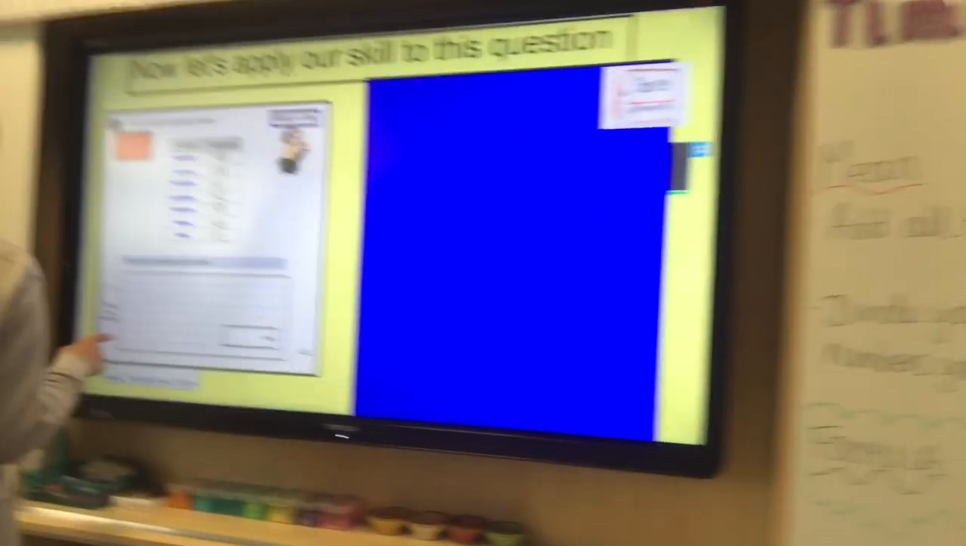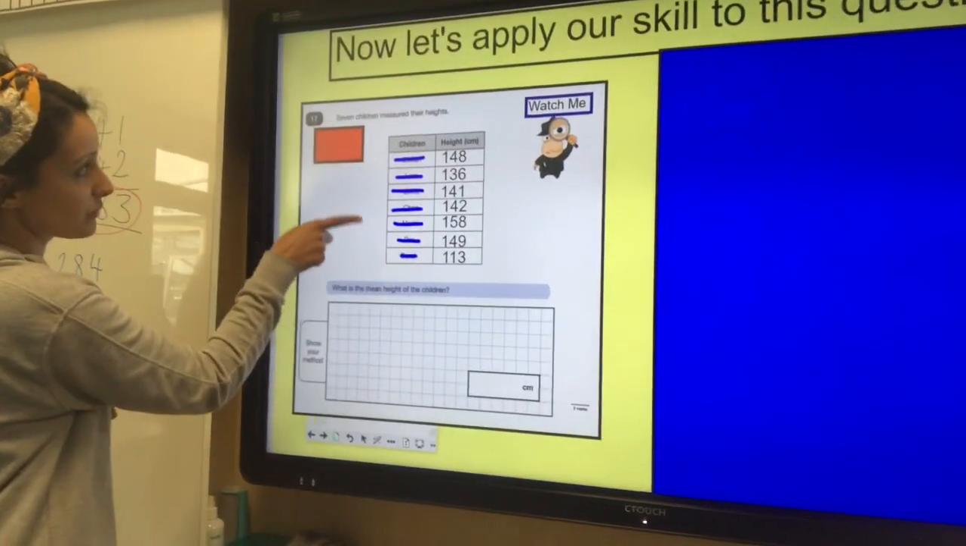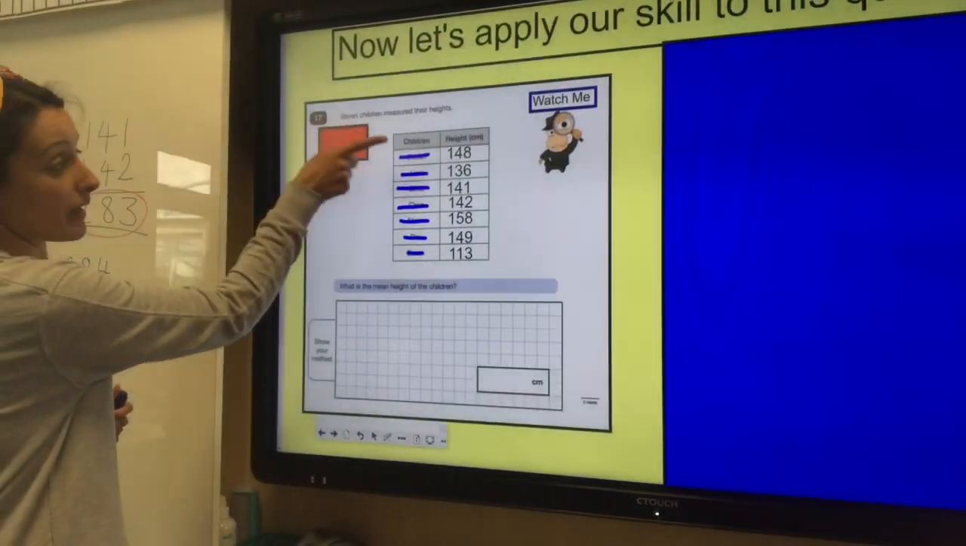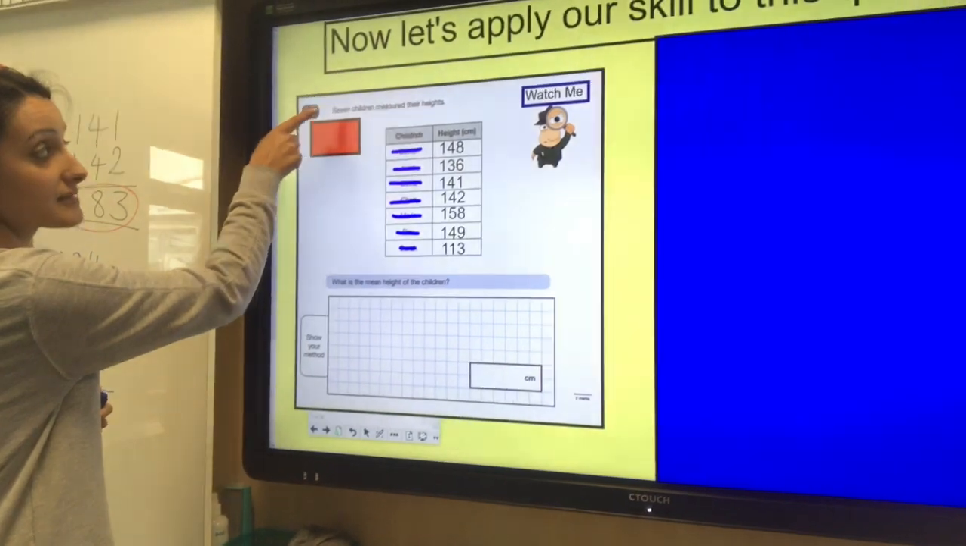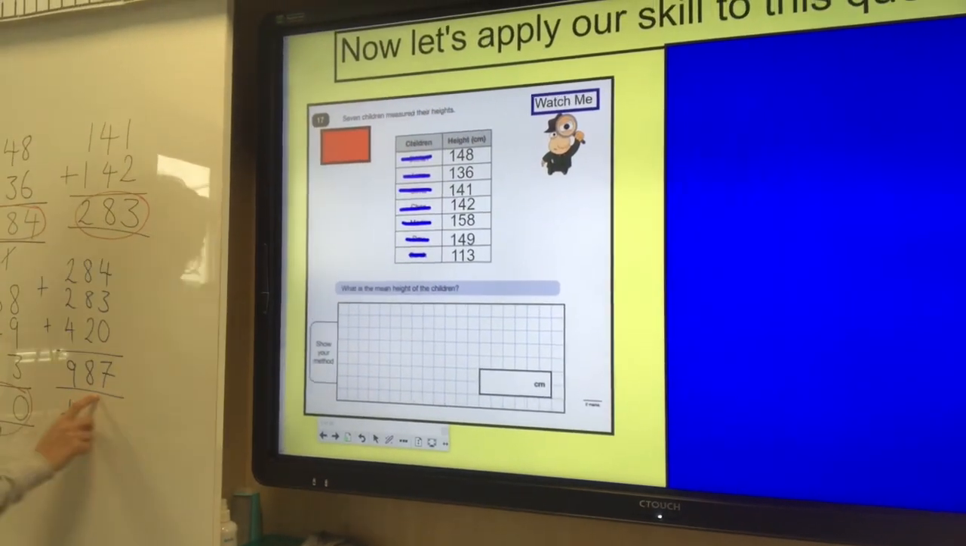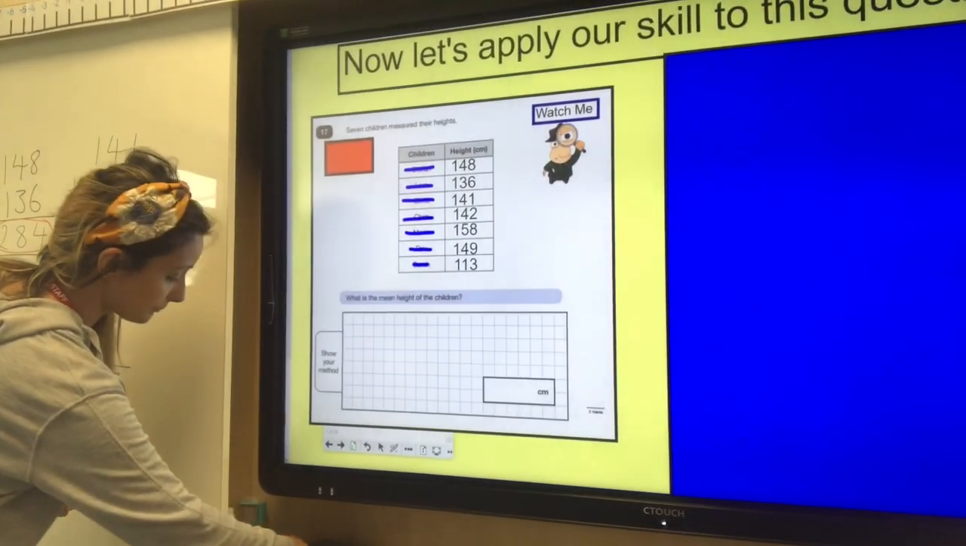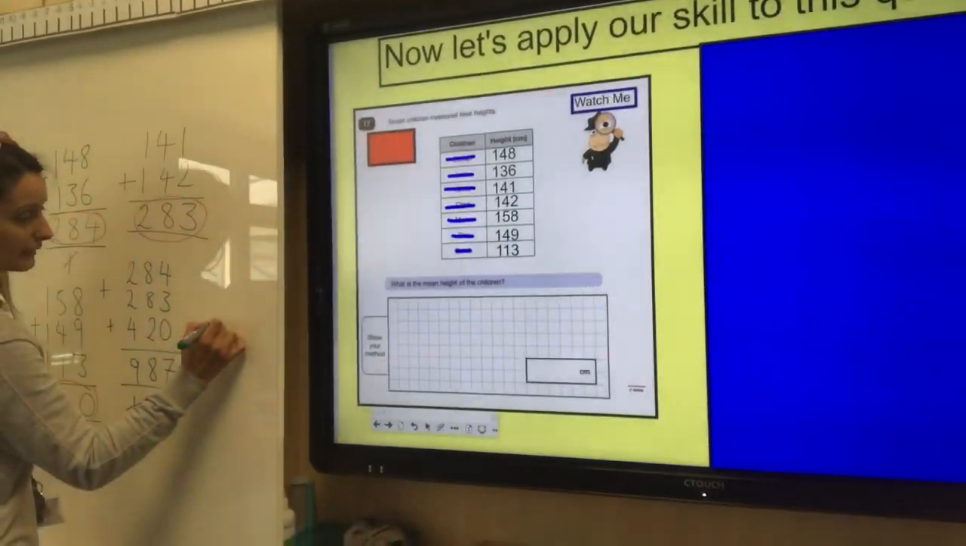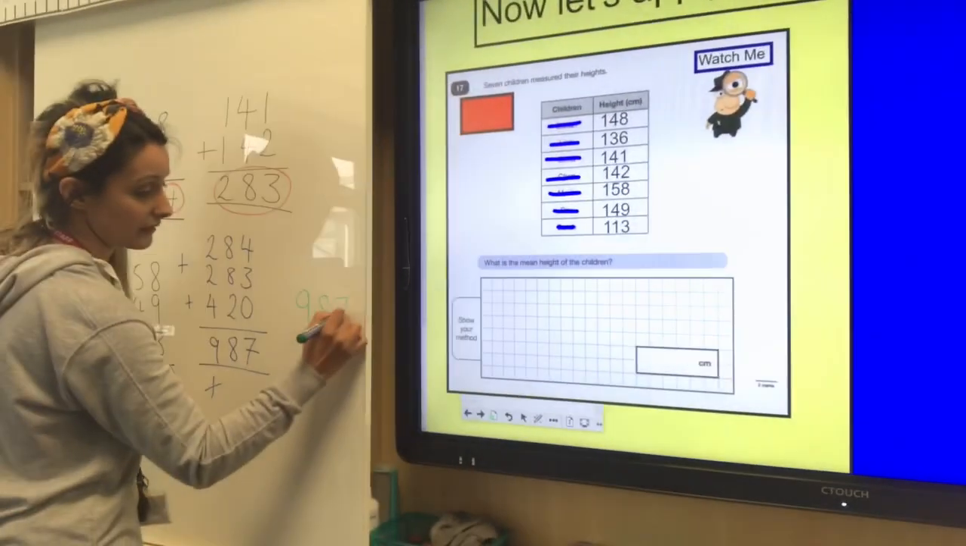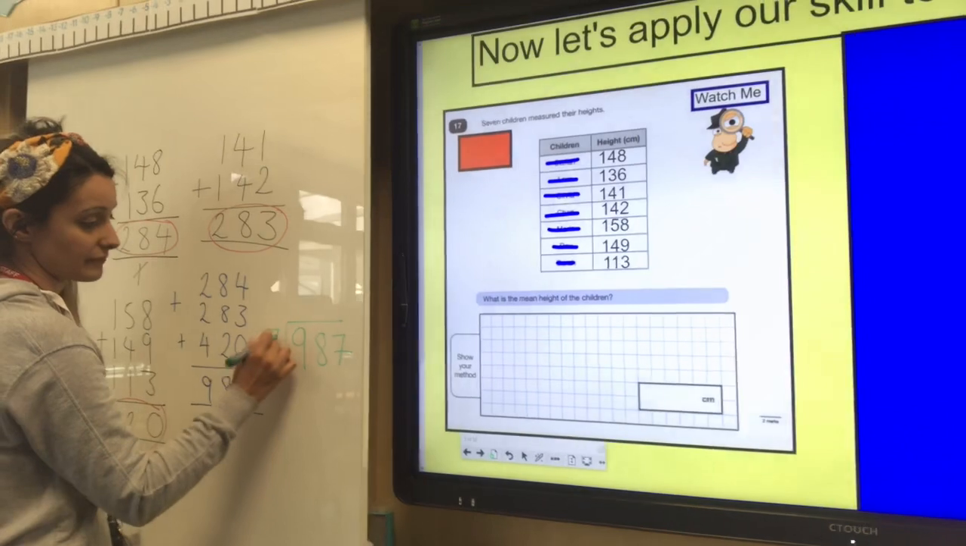So you're talking about the count. The count here. So how many children were there? I already know this from the information at the top. I can count it again, but they already tell me. There's 7 children. So my final answer here of 987. You're going to use some short division, Mrs. Gale. Yes, I am. So that's why you had to practice this at the beginning. 987 divided by 7, okay?